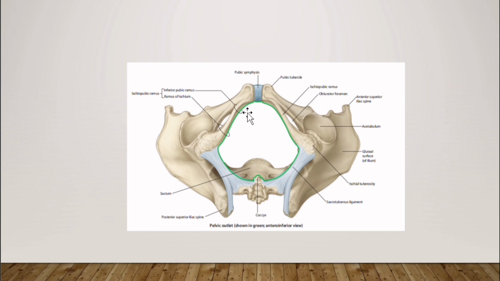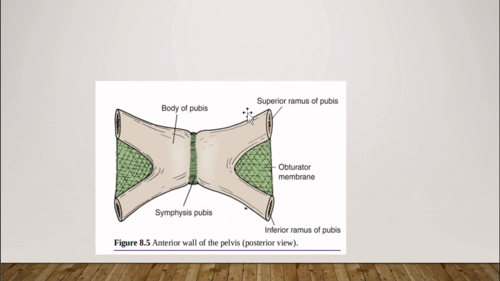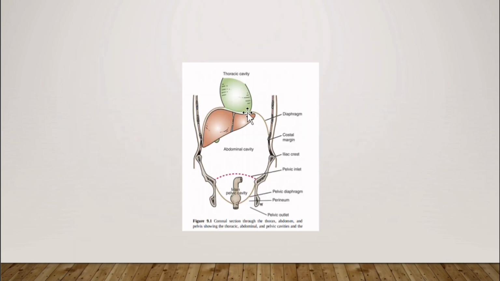We have the pelvic inlet, pelvic cavity, and the pelvic outlet. So the pelvic inlet is also called the pelvic brim, which we talked about. Then the pelvic cavity. Let me show you the pelvic cavity first before I get ahead of myself. This is the pelvic cavity. Then after the pelvic cavity, you have the pelvic what?